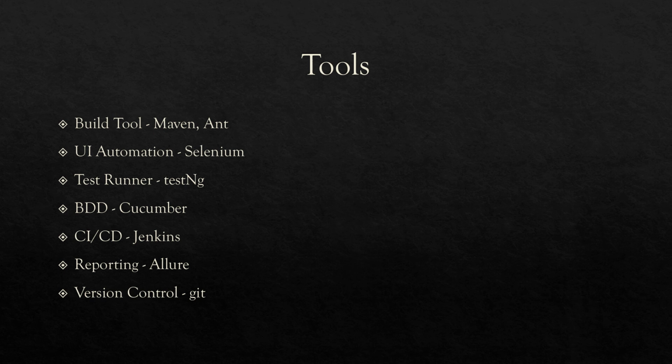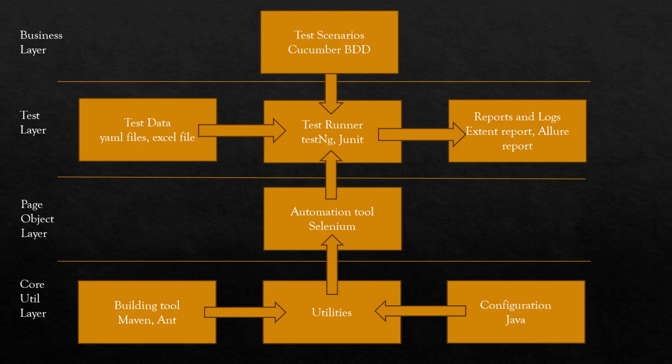So I have summarized all these three things into one picture. As you can see, at the bottom we have the core util layer, then the page object layer, then the test layer and the business layer. TestNG is getting scenarios from BDD, page elements from Selenium, and test data, executing all these and generating the reports. And at the bottom we have our Maven build tool and other utility files.